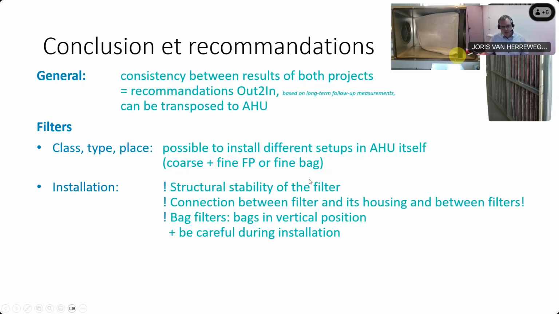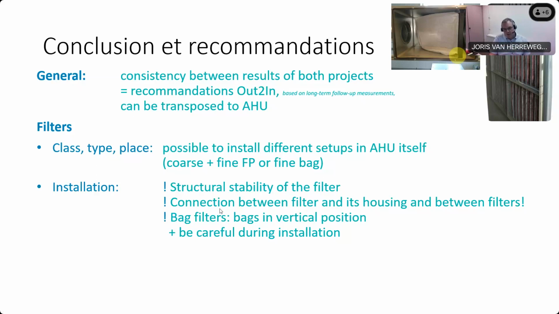For this installation, it's very important to consider structural stability of the filter, especially for folded panel filters, as we saw that the filter can be damaged if it's not sufficiently robust to handle the airflow. Also, the airtightness of the connection of the filter and its housing is very important, since air that is passing the filter will not be filtered and will decrease the general efficiency of the filter inclusion in an air handling unit. And especially for air handling units where more filters are placed along in a larger frame, it's very important to also consider this airtightness between the filters in this frame.